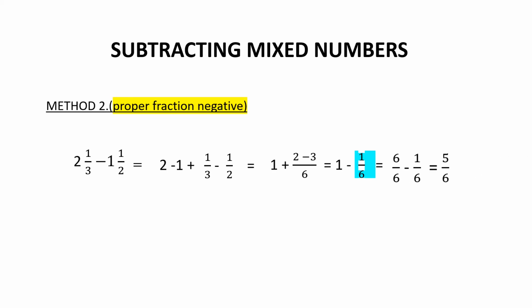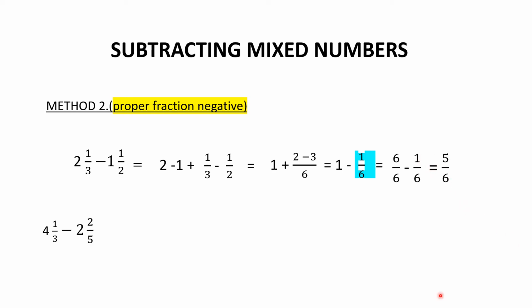And 1 would be expressed as 6/6. We take away 1/6, we end up with naturally 5/6. So that would be our result. The crucial part here is taking away this fraction. So we rename this one as 6/6. This is the unit fraction. And then since the two denominators are the same, we just subtract the numerators.